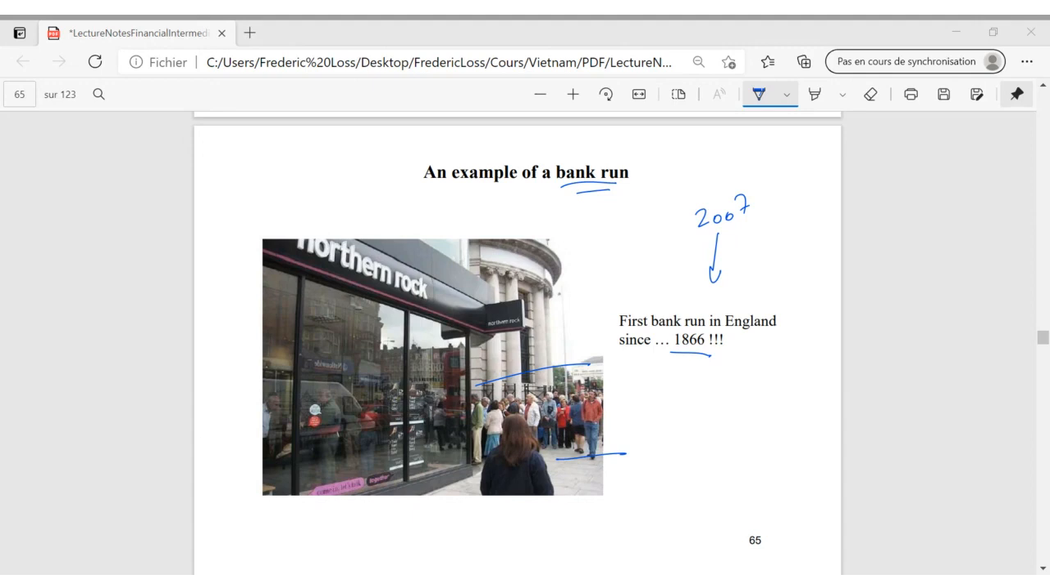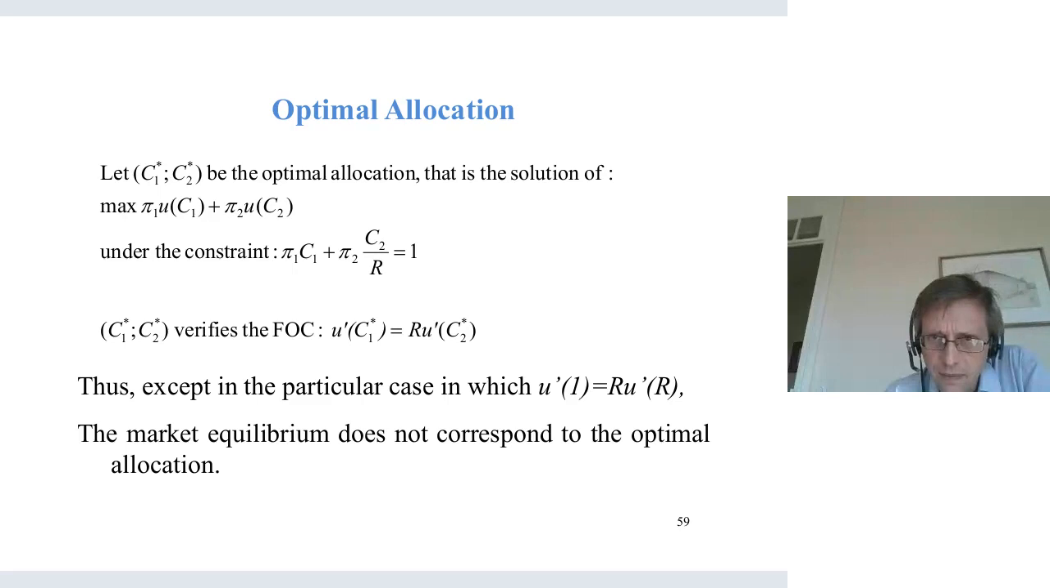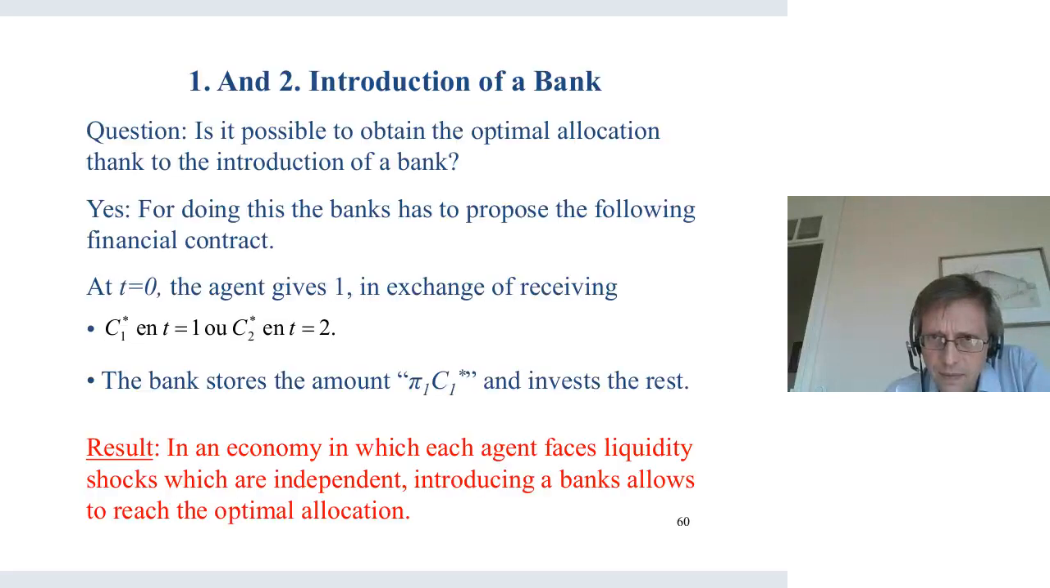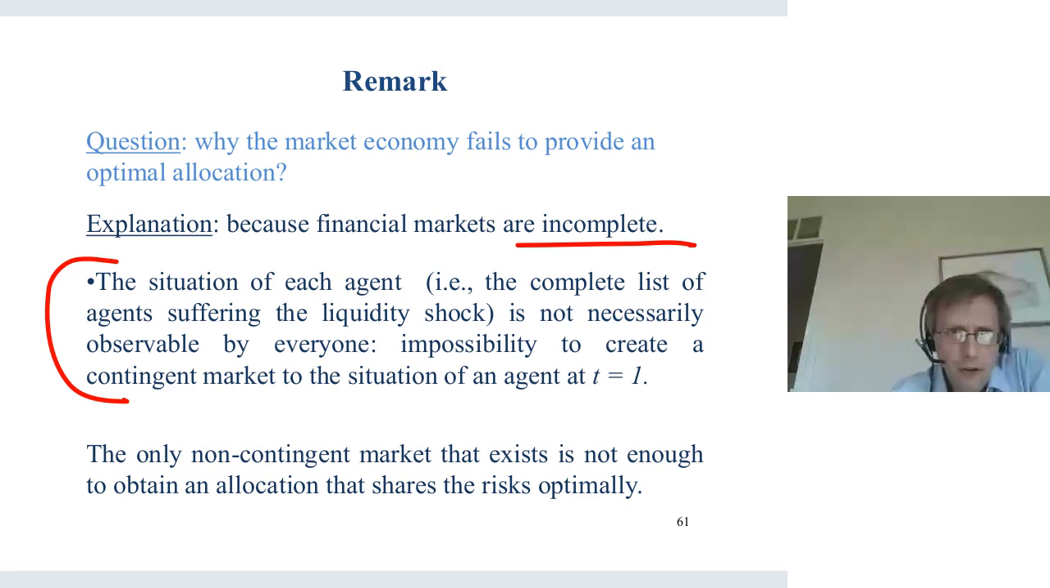So let me show you this. Financial markets are incomplete, but they are incomplete because you don't observe the situation of each agent. You don't observe the situation of each agent. So if you open a contingent market, everybody is going to cheat on you. And this market is not viable. So this is why actually this market is not open. Okay, so this is for the first question.